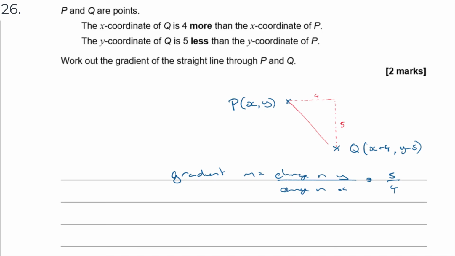Don't forget though that this line is sloping downwards from left to right, so you could consider that to be -5 rather than +5. So this gradient is going to be negative overall, so it's going to be -5/4.